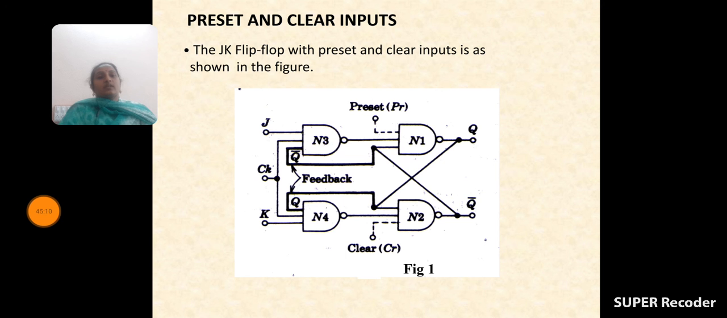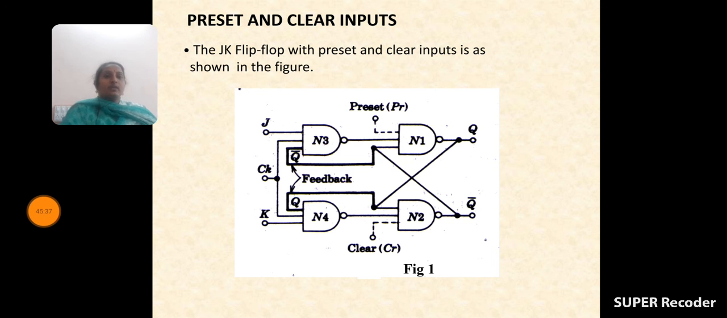Coming to the previous and upcoming questions, the 5 marks questions are: explain the working of JK flip-flop with neat sketch, and explain the working of RS flip-flop with neat sketches. That means explain the working of RS flip-flop with its truth table and diagram, and explain the working of JK flip-flop with its truth table and circuit diagram. And the 3 marks question: state the need of preset and clear inputs. This is the main theme.